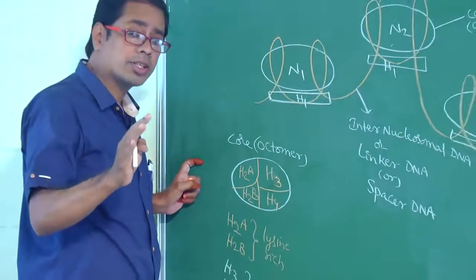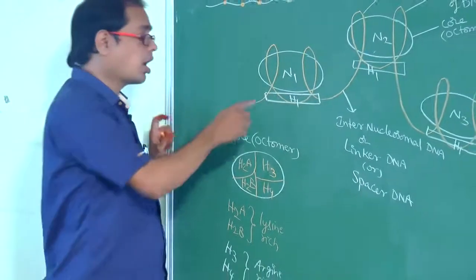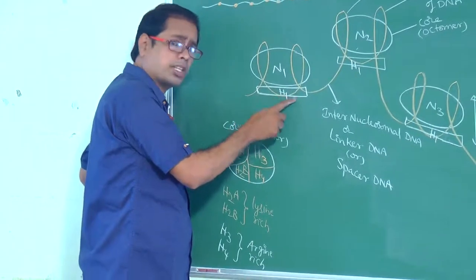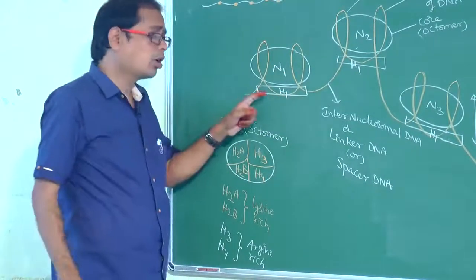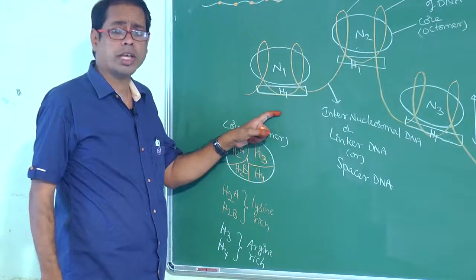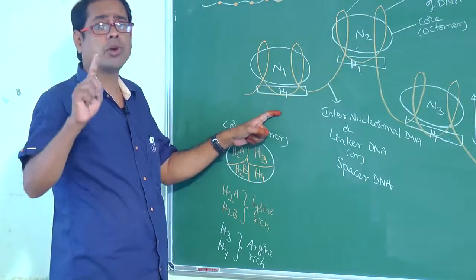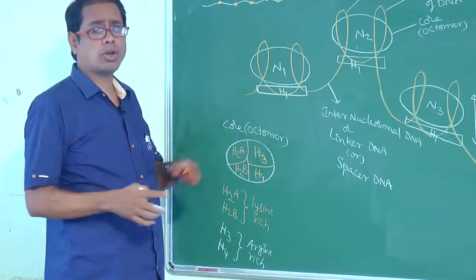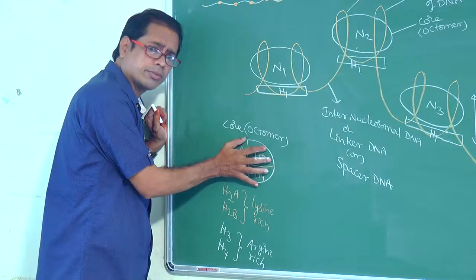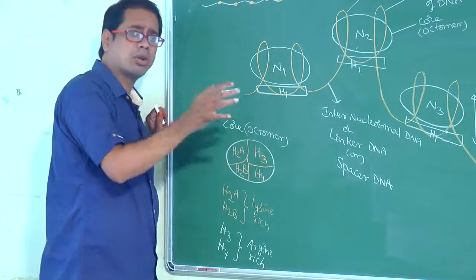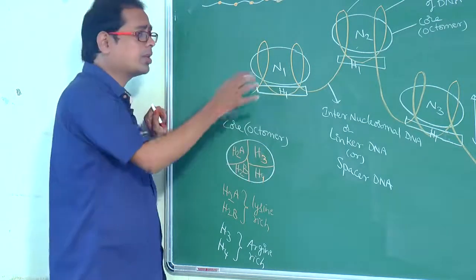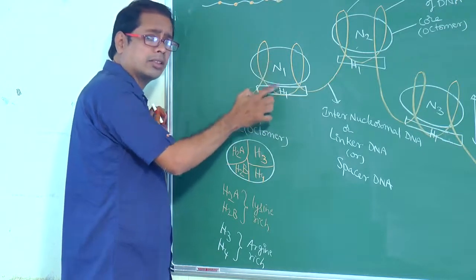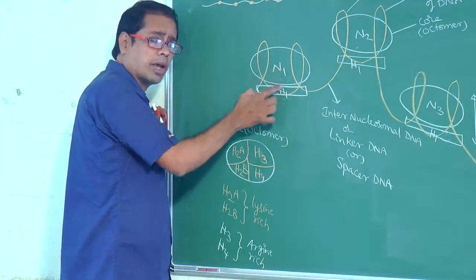Number of histone proteins in the chromatin thread means outside the core, the H1 histone protein is present, only one. So outside the core the histone protein is called H1 histone protein. How many H1 histone proteins? Only one. So core means this part, and chromatin thread, chromatin fragment, or chromatin means this part and this part, both together.